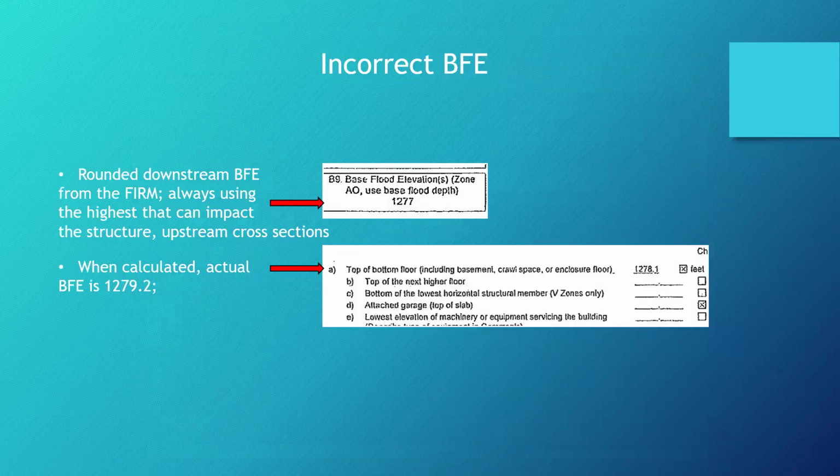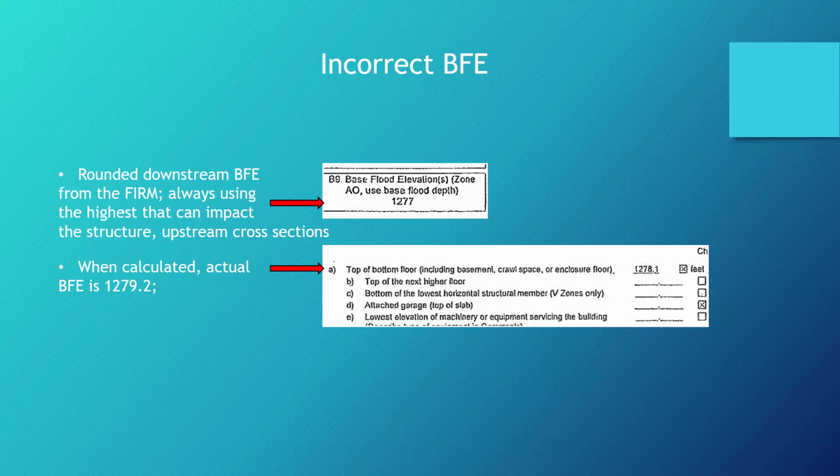So they do have that. And for an example, this is an older elevation certificate. This is a real case where the surveyor used the downstream lower base flood elevation just taken from the FIRM without calculating it. He just put 1277 on it without calculating to within 1/10 of a foot, and that's a rounded base flood elevation, not a calculated one.